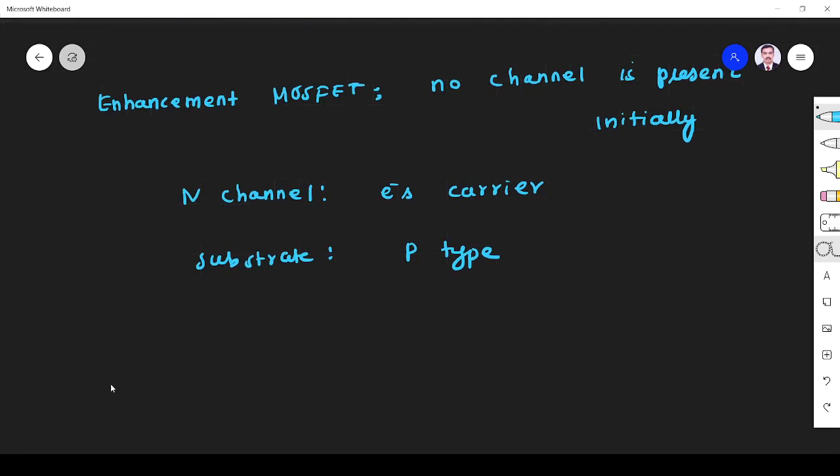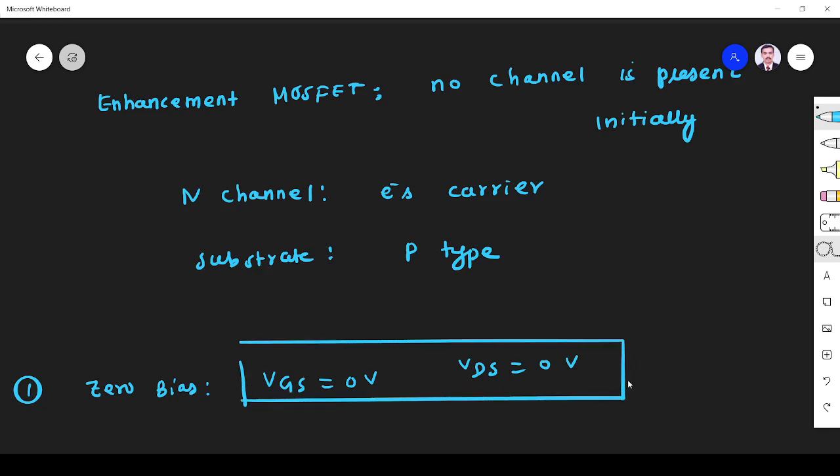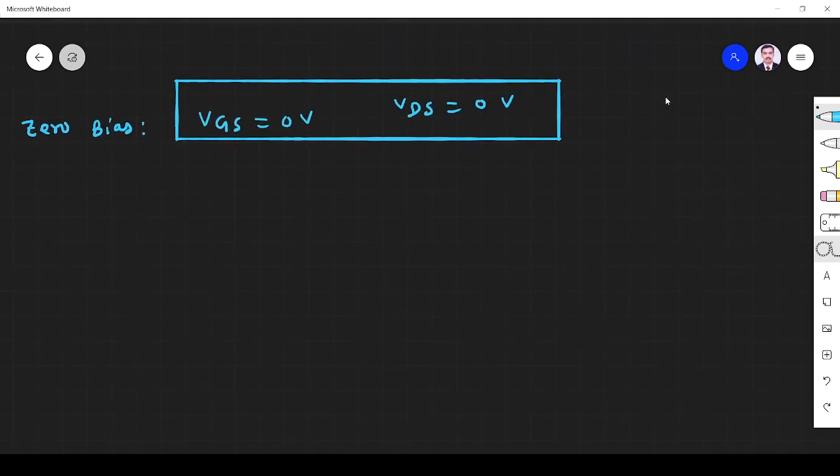First, under zero bias. As we did in the depletion MOSFET, we classify the operation into 4 different cases. Case 1 is the zero bias condition. What is the zero bias condition? We assume VGS is equal to 0 volt and VDS is equal to 0 volt. When VGS is 0 and VDS is 0, what will happen? Let us see.